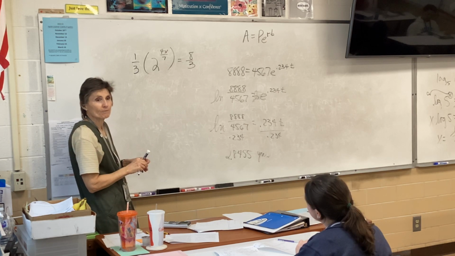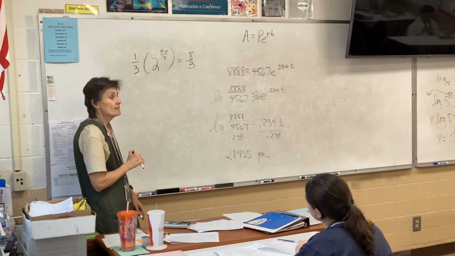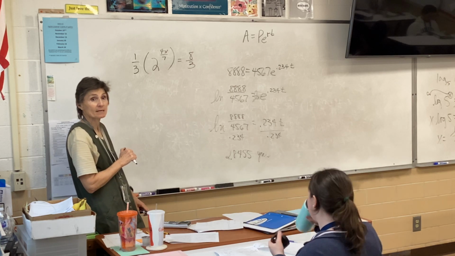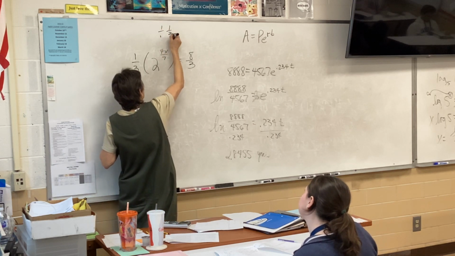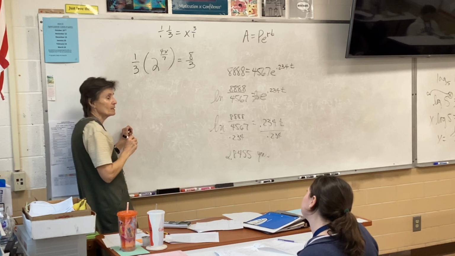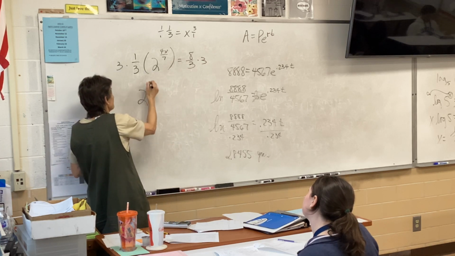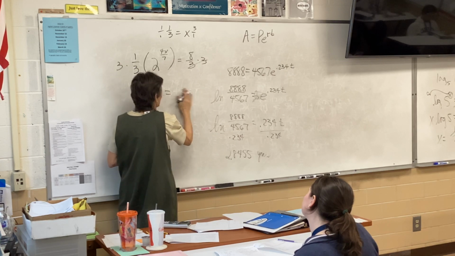What do you think we should do first, Kate? Divide by 1/3. Okay, dividing, it's fine. Dividing by 1/3 is the same as timesing by 3. Do you remember divide by 1/3 is timesing by 3/1? Remember that rule, keep, change, flip? Yes. So we're going to multiply both sides by 3/1. So 2 to the 4x over 7 equals 8.